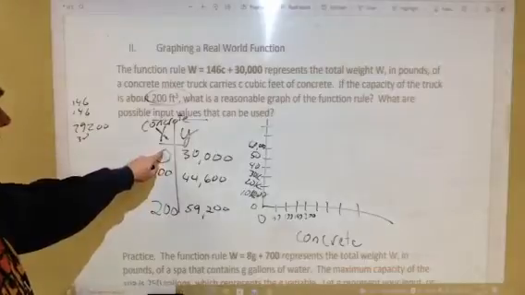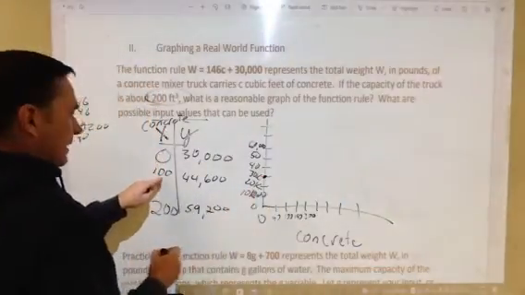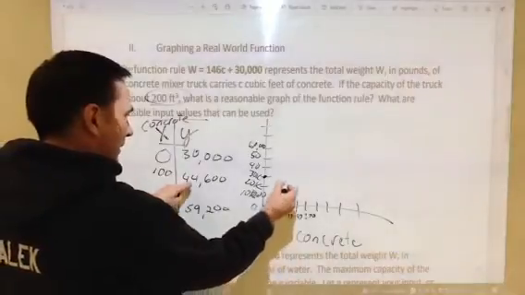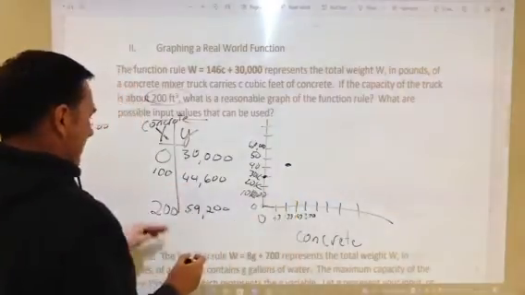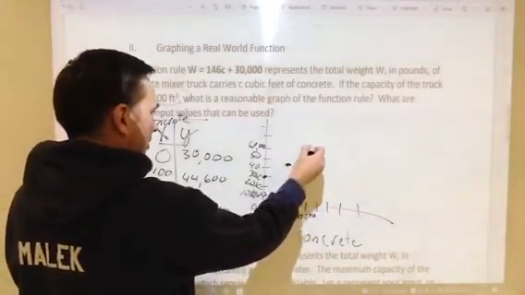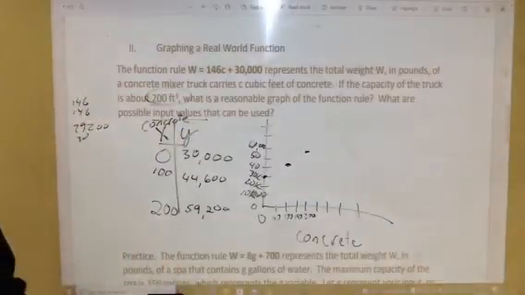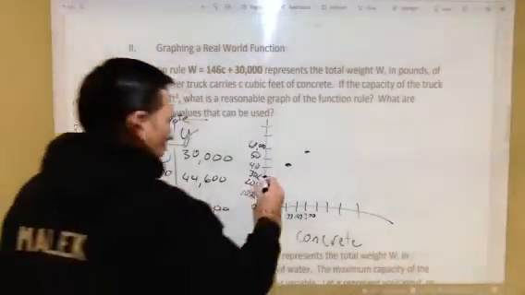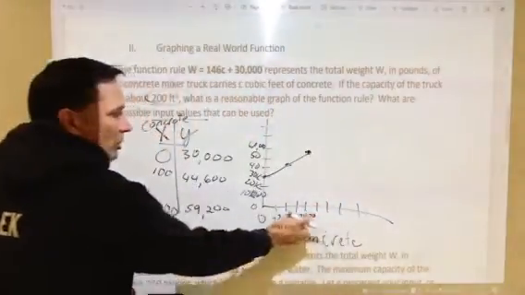So again, if our x value is 0, we are at 30,000 pounds. If it's at 100, I'm at about 44,600. I'm kind of guessing where it's at. And then at 200, we're at 59,200, just under 60,000. Now we can include any amount of concrete here, so we can connect it with a line. But it can't go past 200.